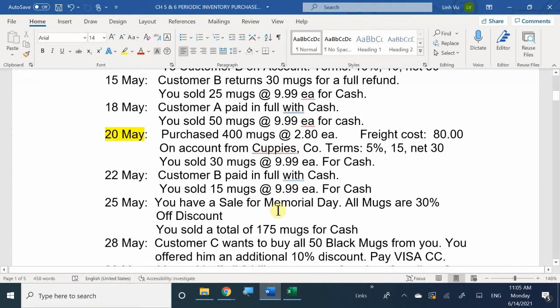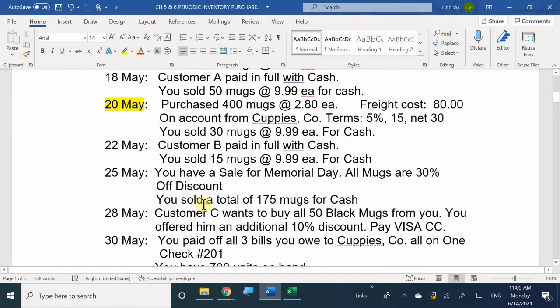So then let's go ahead and take a look here, right? We're done with the 25th. Now we're on the 28th. What happened here? Customer B wants to buy 50 black mugs from us, and we give him an additional 10%, and he paid with a credit card.